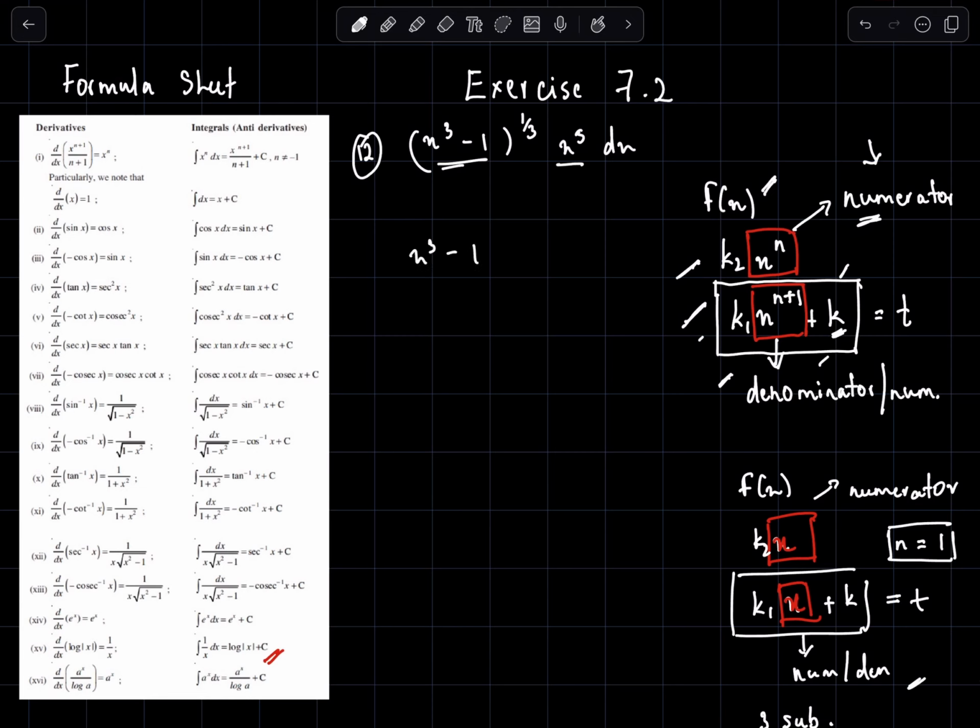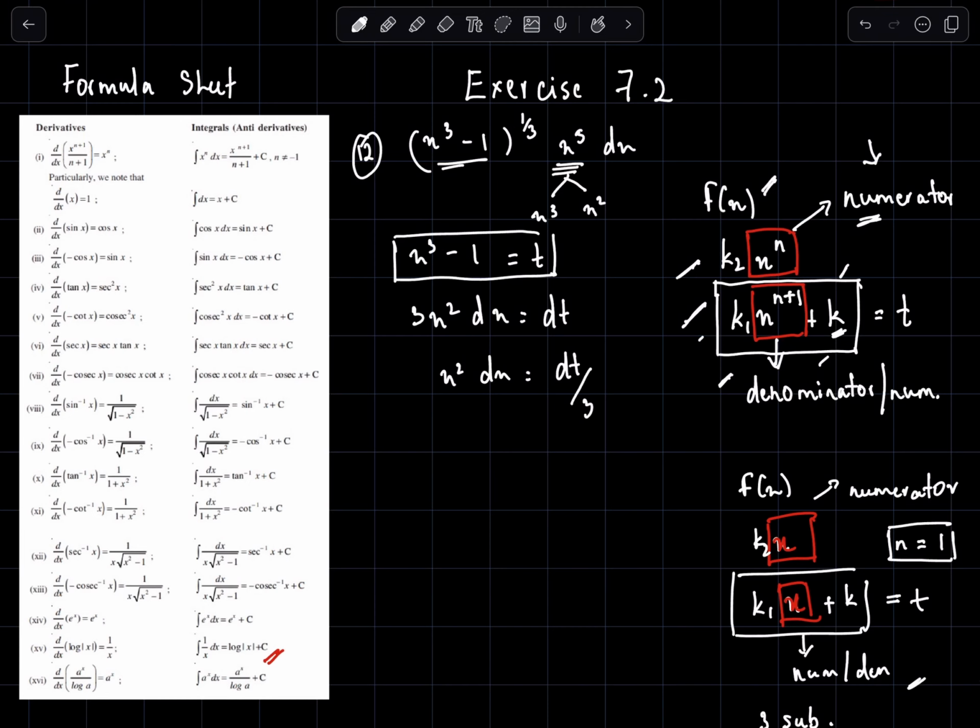So x cubed minus 1 is equal to t, and 3x squared dx is equal to dt. Now you're saying, okay, let's make it x squared dx is equal to dt over 3. Now you're saying, where is my x squared? Well, it's actually here, because x raised to the power 5 can be written as x cubed times x squared. Now if you saw it, yes, this is a triple substitution, because this x cubed minus 1 will be substituted over here.